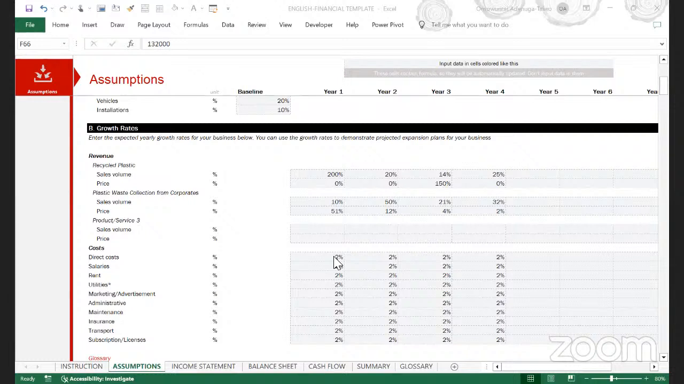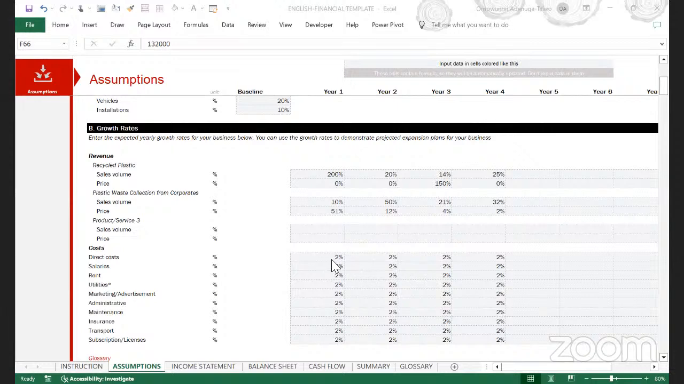I'm going to need to buy those bin bags or plastic bags to store the plastic. I'm going to buy them at maybe 50 naira in year 1. But in year 2, due to the inflation in my country, it might not be 50 naira. It might be 80 naira, or it might be 100 naira. So this growth rate area is where you project that growth in cost.